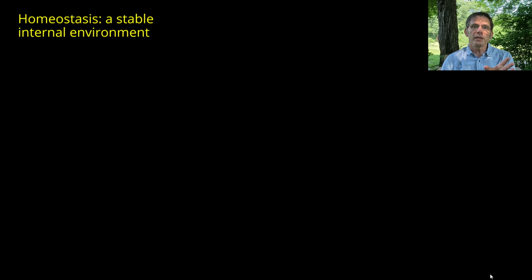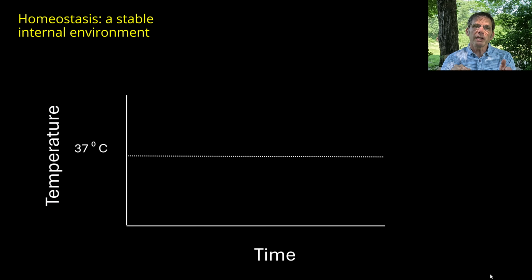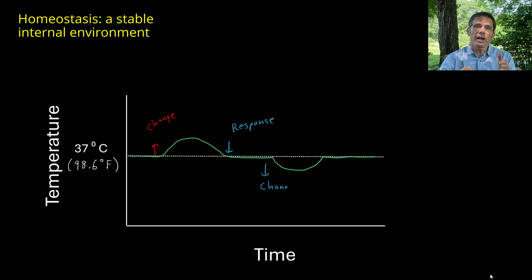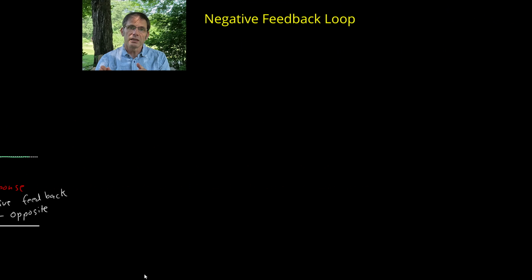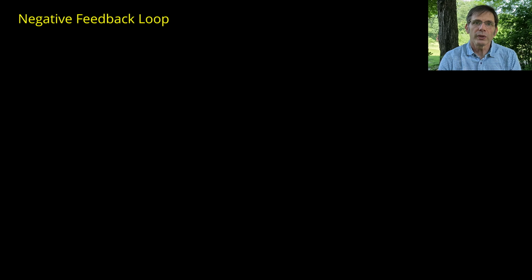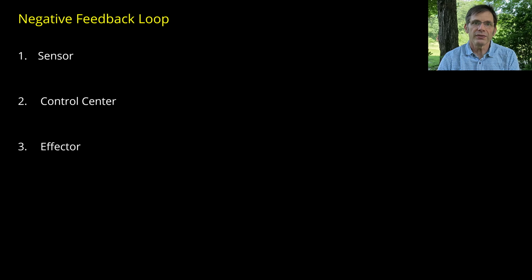Homeostasis refers to maintaining a stable internal environment. The example I used in the last video was maintaining a steady body temperature. Human body temperature is about 37 degrees Celsius. If our body temperature rises from that set point, we have to cool off. And if body temperature drops, we have to warm back up. The process that reverses a change in homeostasis is called negative feedback because the response is opposite from the initial change. For a negative feedback loop to work, we need three components. We need a sensor, a control center, and an effector.